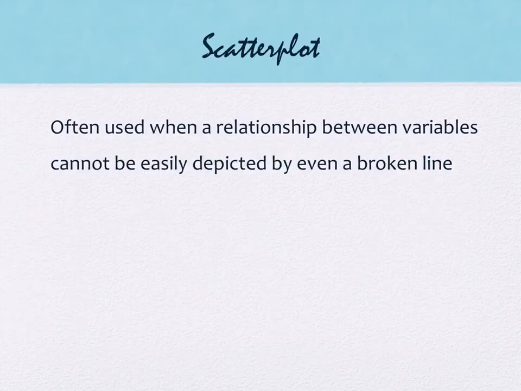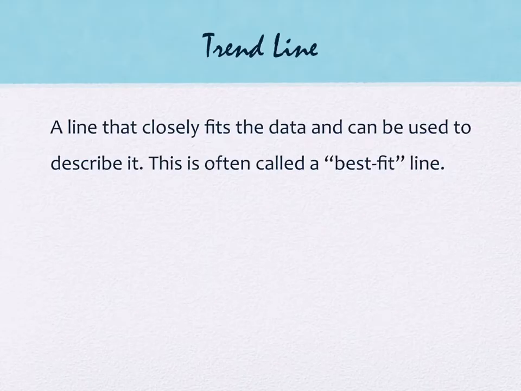There's another type of line that we can create, and it's called a trend line. So a trend line is a line that closely fits the data and can be used to describe it. It's often called a best fit line. Because we're looking at mathematics that would be appropriate for middle school and younger age kids, we're talking about a line here.